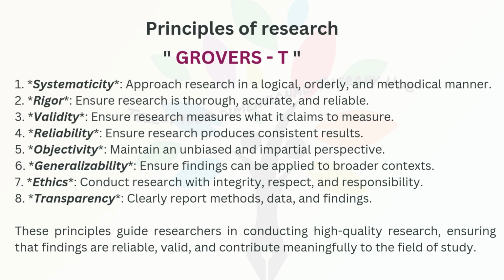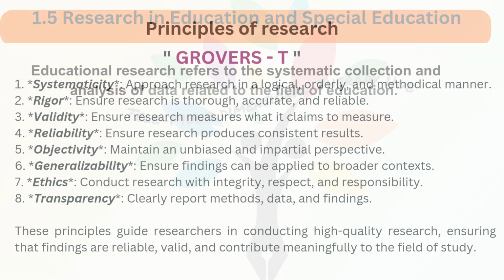Alright, this is the important point, principles of research. So I made a word with the initial letters, Grover's T. G is for generalization, R for reliability, O for objectivity, V for validity, E for ethics, and one more R is for rigor, S for systematic, and the last T is for transparency. You can pause it and try to read the words and relate each letter with the principles so that you can memorize fast.